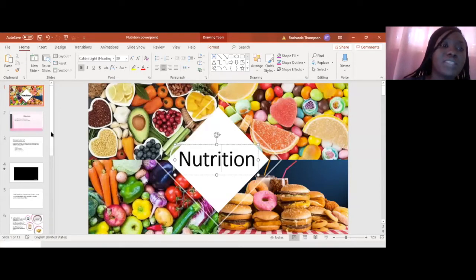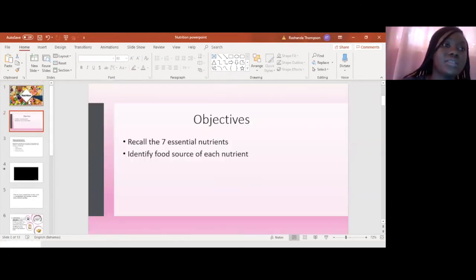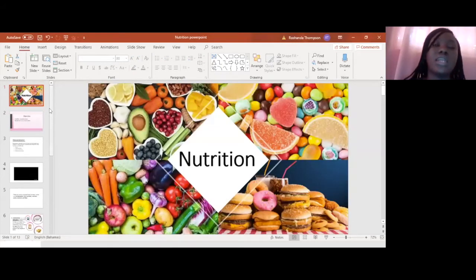And we know from our studies of the skeletal system that a ligament is the tissue that connects bone to bone, okay? So before we start on our nutrition lesson, I just wanted to clear it up for you guys. We good? Awesome. Great.